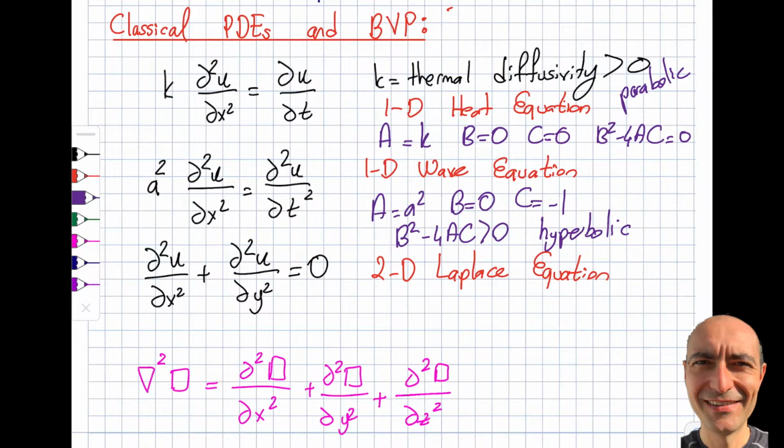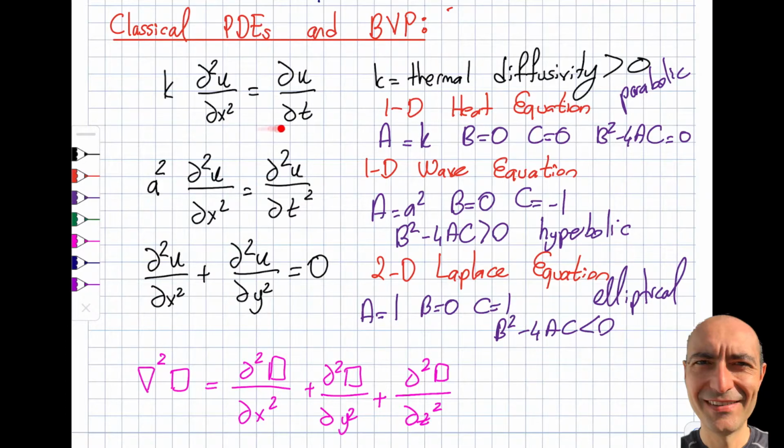And last but not least, let's look at this. A is equal to 1 now, B is equal to 0, and C is equal to 1. If I do B squared minus 4AC, A is positive, C is positive, so I get a negative value. This means that this is elliptic. So with these three in-depth studies that I will do, you will be able to approach a parabolic, a hyperbolic, as well as an elliptic equation.